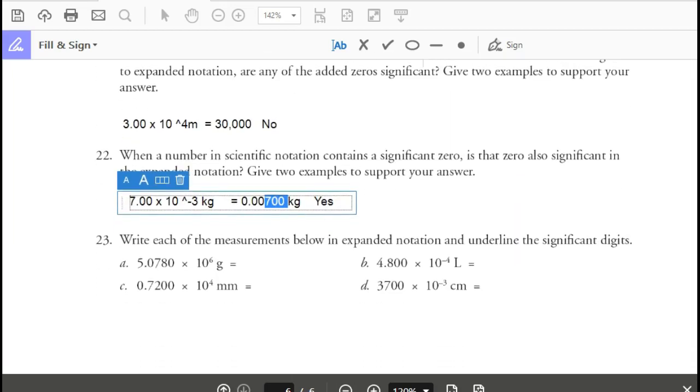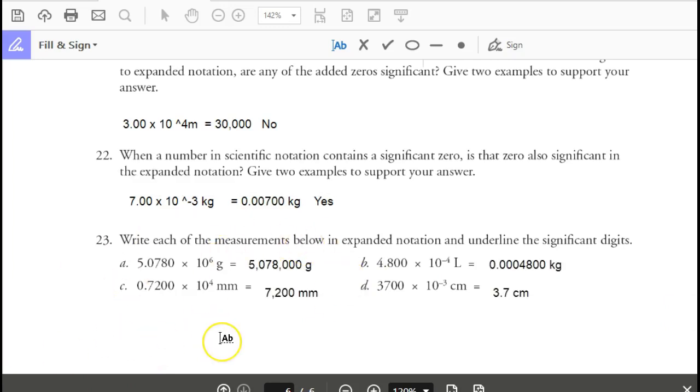For number 23, write each of the measurements below in expanded notation and underline the significant digits. So let me just do that real quick. There we go. So you guys should remember the rules for scientific notation. If you're moving the decimal to the right and you're making the number bigger, it's always a positive exponent. So this one made the number bigger, this one too. If you're moving the decimal to the left and you're making the number smaller, this is way smaller, then the exponent is negative. Remember that you always need units. Even on the practice problems you have today, if you're missing units, it'll count the entire answer wrong.